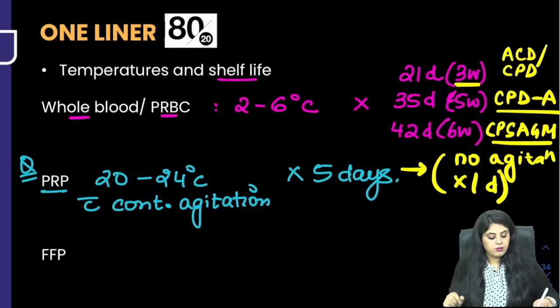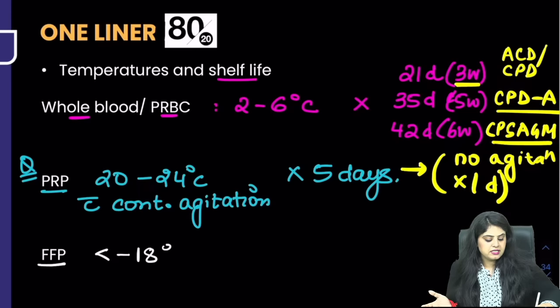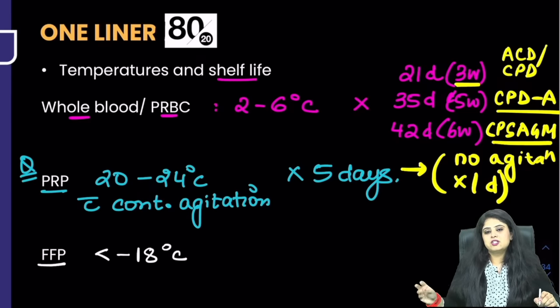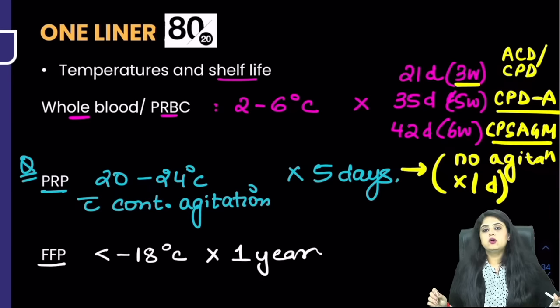Settled? Chalo. Now we come to the FFP, fresh frozen plasma. Something frozen has to be there. Less than minus 18 degrees, this is what textbooks say, but actually if you go into a blood bank, they keep it at around minus 20, minus 30. But okay, somewhere less than minus 18, and anything that I freeze, I will be able to store for a very long time, and that is going to be 1 year.